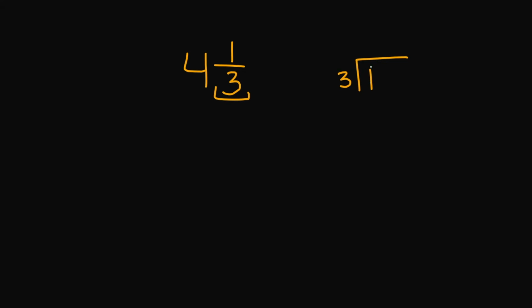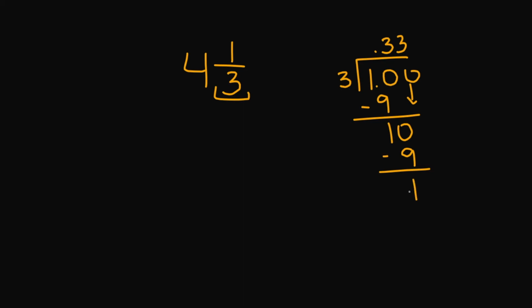3 does not go into 1, so I'm going to add my decimal and 0. 3 goes into 10 now 3 times. 3 times 3 is going to give us 9. 10 minus 9 is going to equal 1. 3 does not go into 1, so I'm going to bring my 0 down. 3 goes into 10 now 3 times. 3 times 3 is 9. 10 minus 9 is going to equal 1.